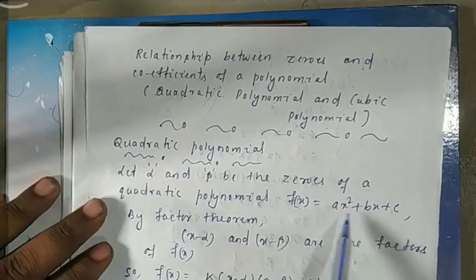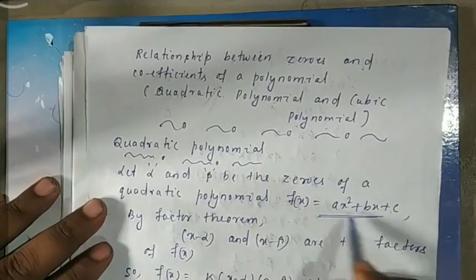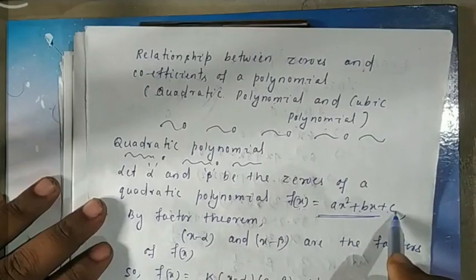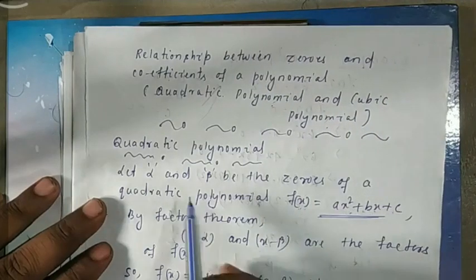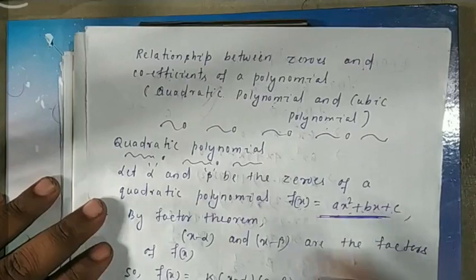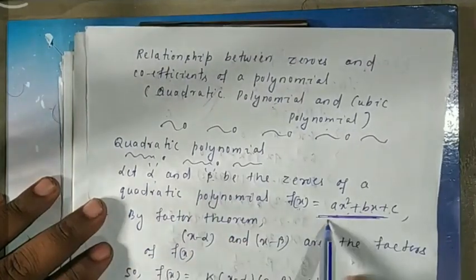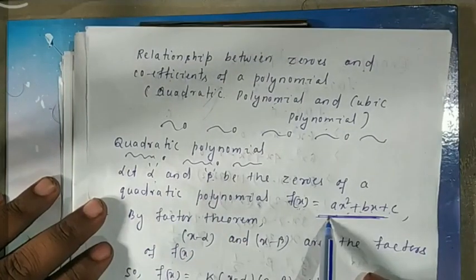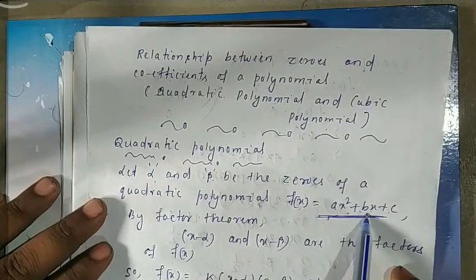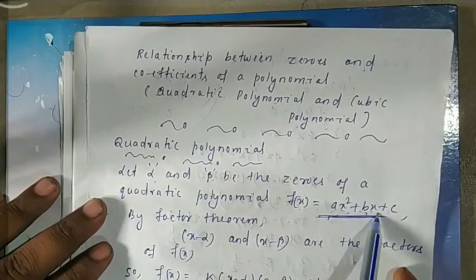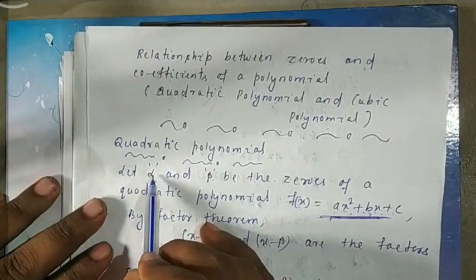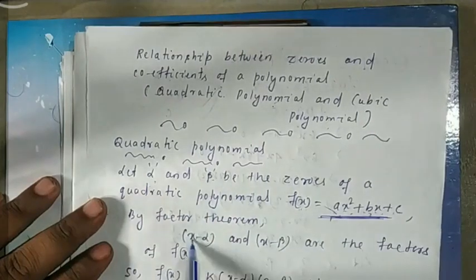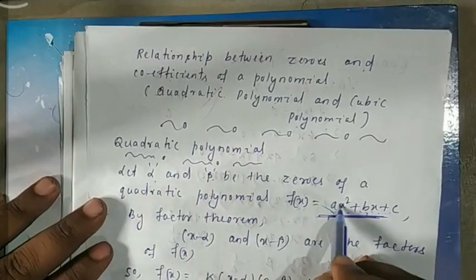You know that this is the general form of a quadratic polynomial, ax squared plus bx plus c. For this quadratic polynomial, alpha and beta are the two zeros. So if alpha and beta are the two zeros, by the factor theorem, if alpha is a zero of this polynomial, then x minus alpha will be a factor of this polynomial.